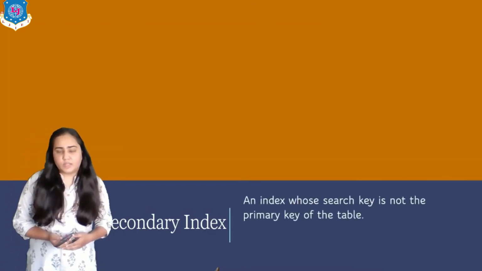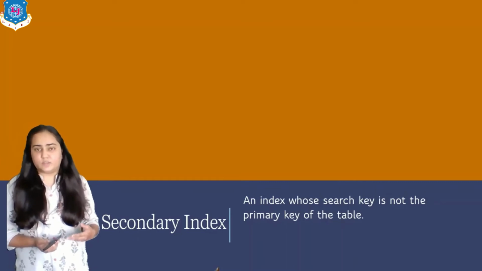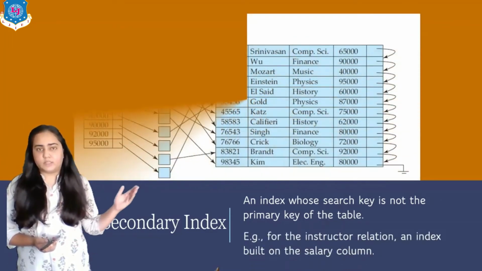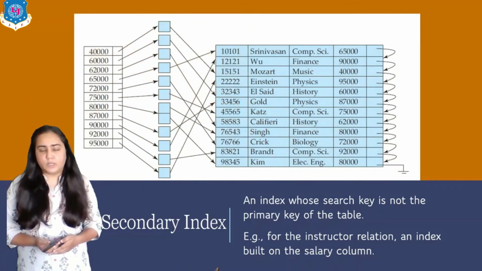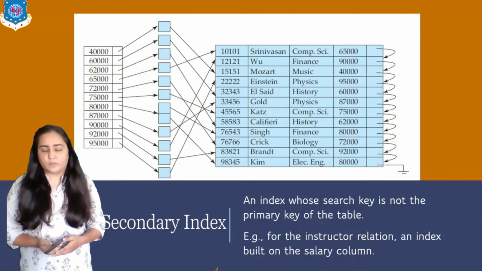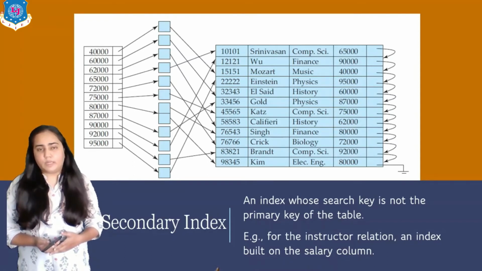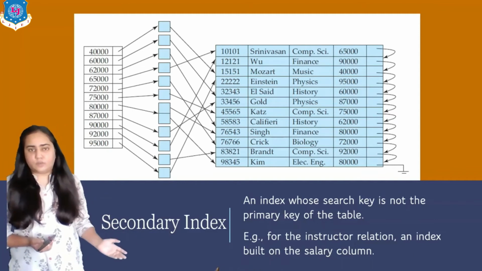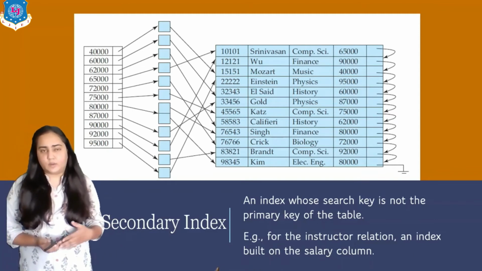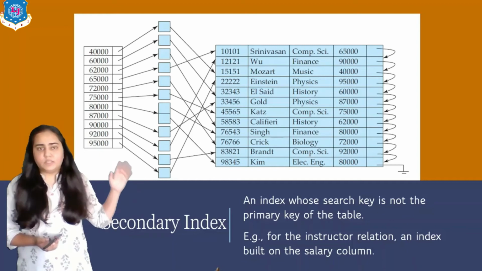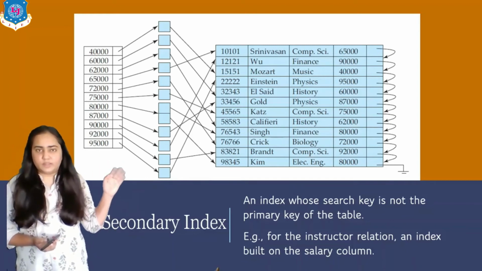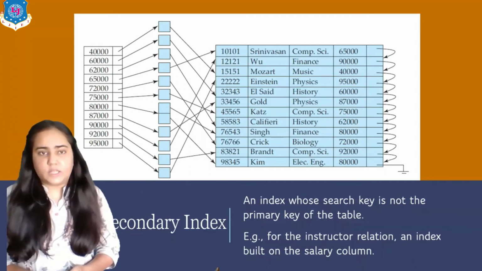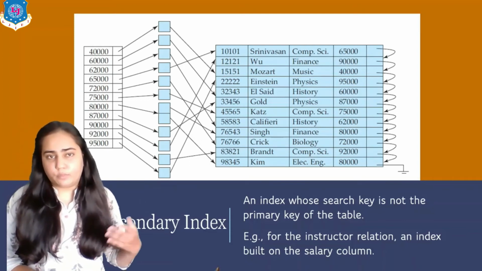The second type of index we have is a secondary index. So a secondary index is an index whose search key is not the primary key of the table. For example, if we take this once again instructor relation, then an index that is built on the salary column would be a secondary index or non-clustering index. Now, in this case, you can see how it is built on salary. There are several salaries given, and from there are also some salaries that are repeating.